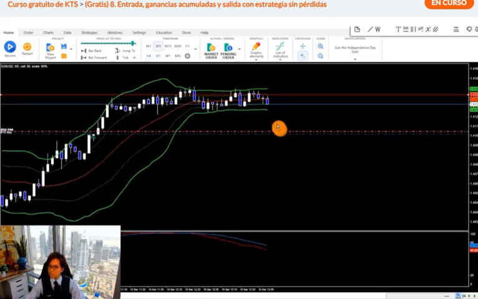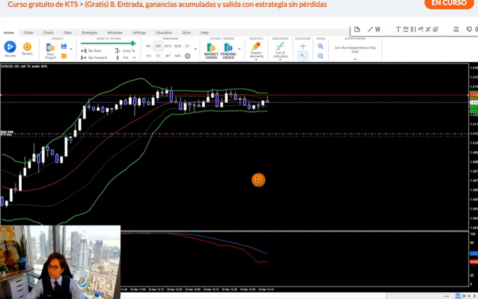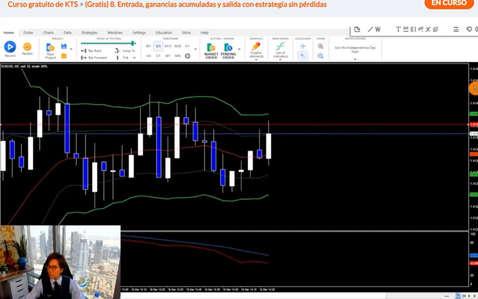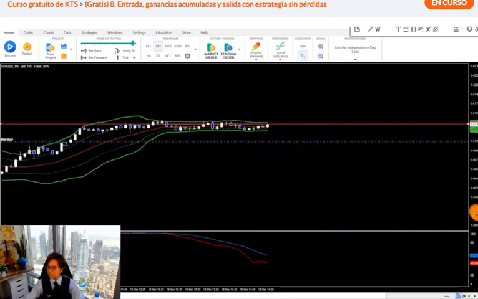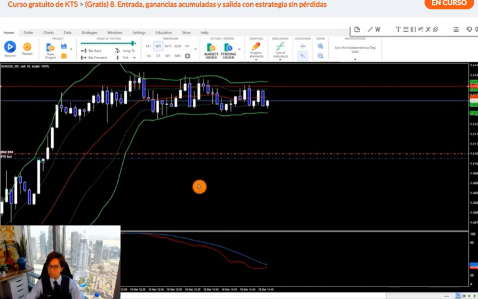and expect the market to break the resistance. So let's see. Okay, looks like the market is ranging now. But since we have put the break even, we don't really care. We just keep watching the chart until it breaks bullish.